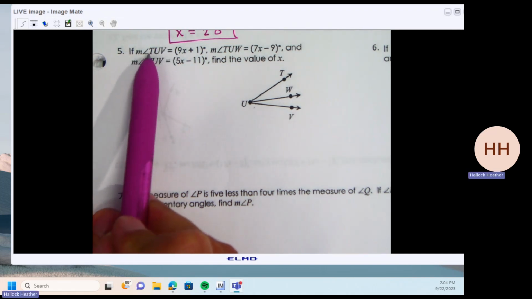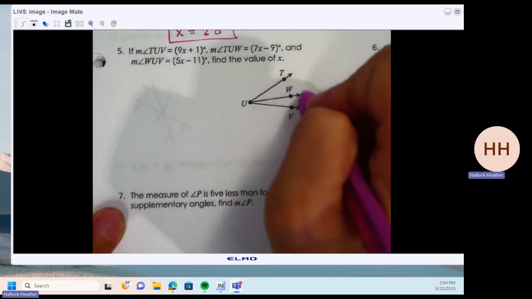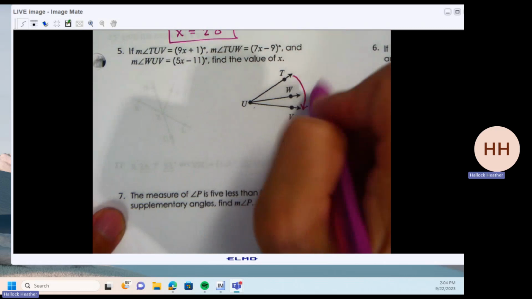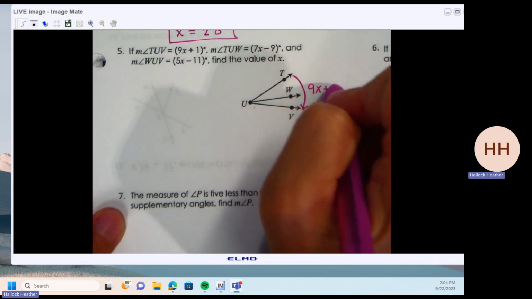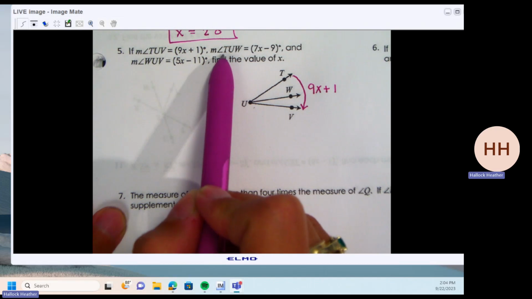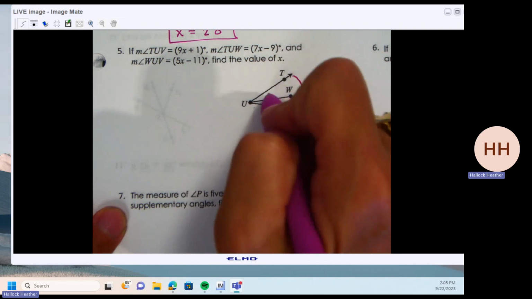The measure of angle TUV, TUV is this whole measure. The whole measure is equal to 9x plus 1. I'm also going to plug in TUW. TUW is 7x minus 9.